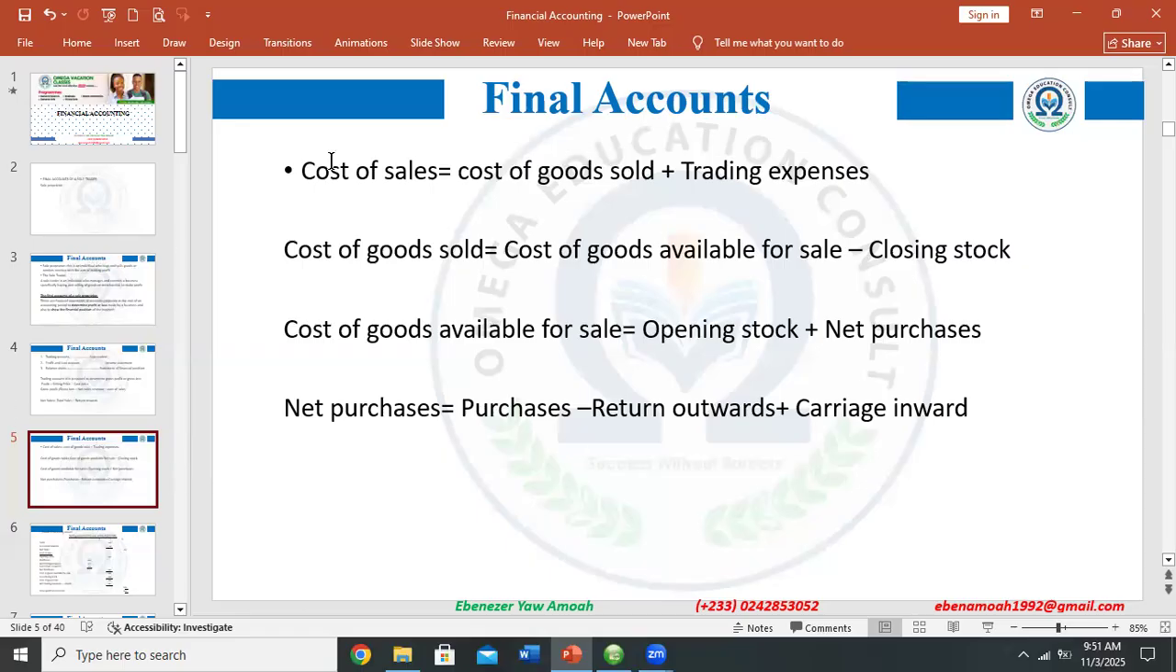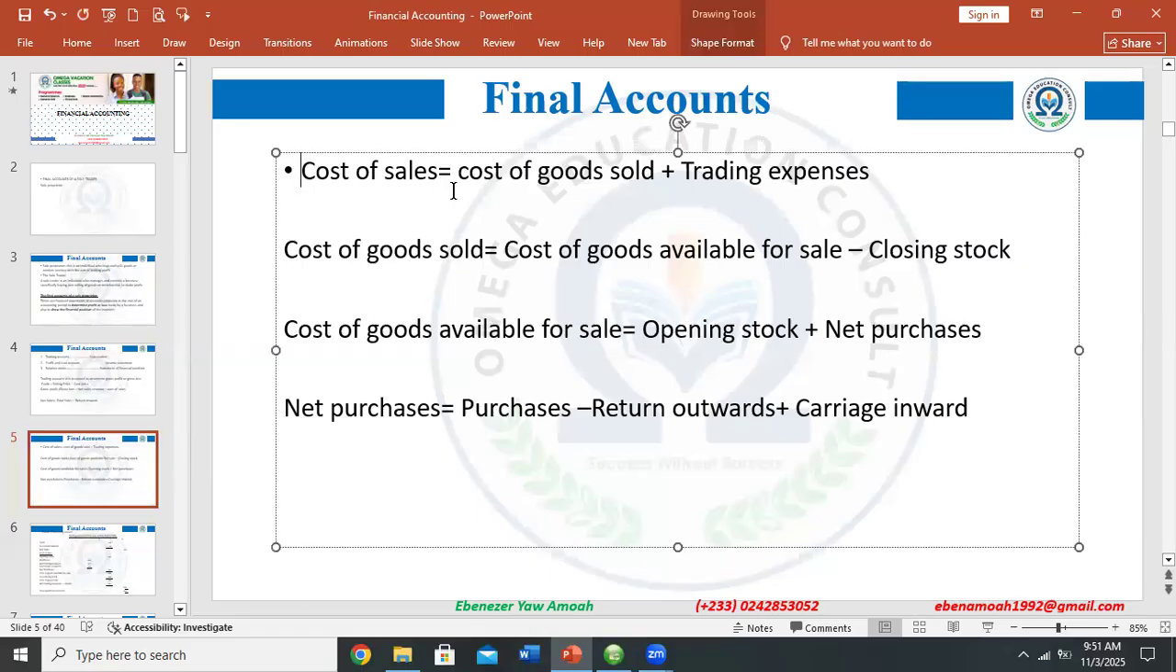So if you check the screen here, cost of sales actually is the cost of the goods you have sold plus any incidental expense, or what we normally refer to as trading expense. Any expense you incurred in the course of the buying and selling, right? And I think with the examples I gave, you can appreciate some of the expenses you would have to incur to be able to sell your product or goods. So on the first base, cost of sales is your cost of goods sold plus your trading expense.